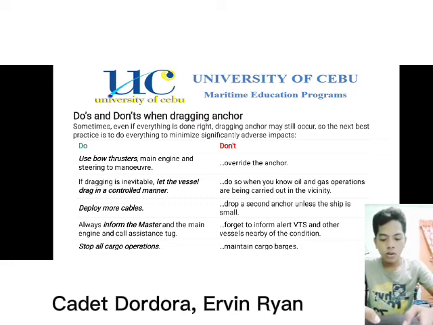Don't override the anchors, especially when you know oil and gas operations are being carried out in the vicinity. Drop a second anchor unless the ship is small. Don't forget to alert VTS and other vessels nearby of the condition. Maintain cargo operations.